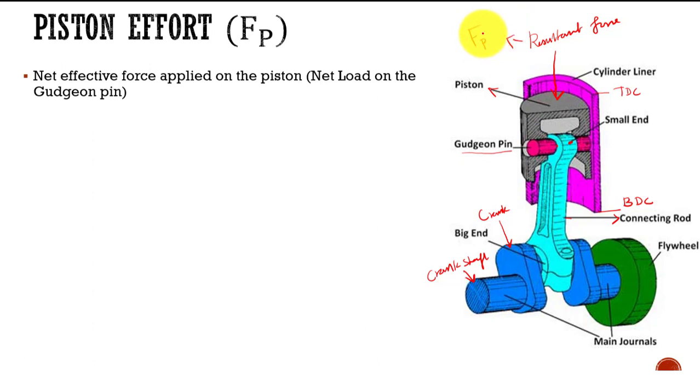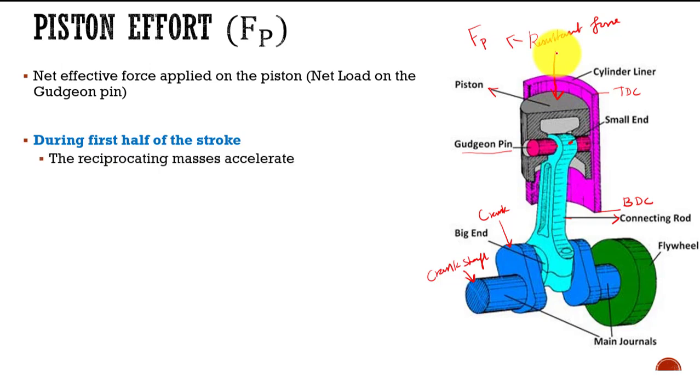Okay, piston effort, so the short name is F suffix P. It is a net resultant force which is acting on the piston. Fine. So how does it behave during the first half of the stroke and during the later half of the stroke? During the first half of the stroke, the reciprocating masses accelerate. So that means when it moves from top dead center to bottom dead center, up to exactly this center point, it accelerates. So from this point to this point, what happens is acceleration.